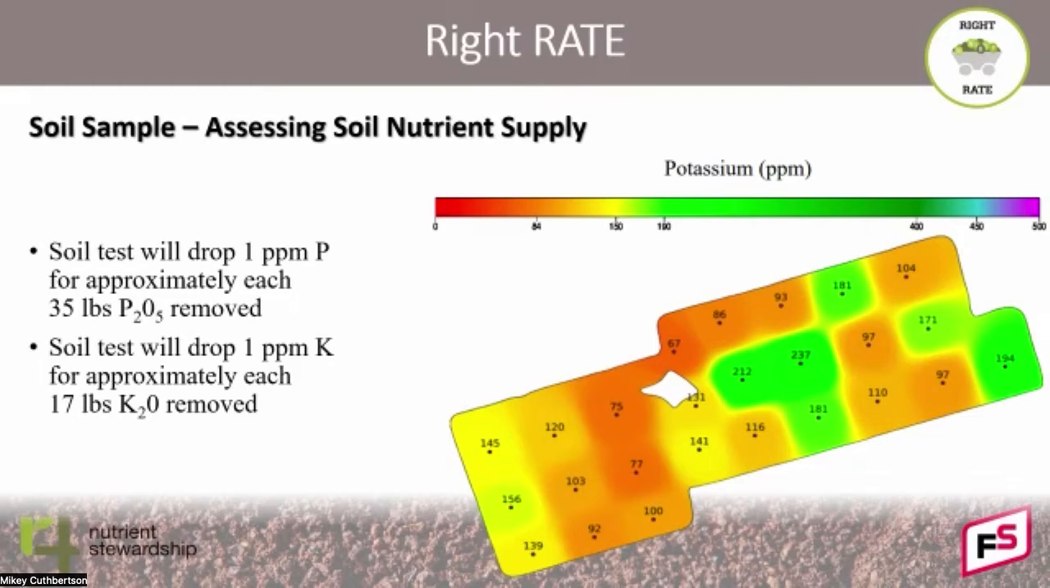Even just looking at our removal rates, these numbers are from OMAFRA. The soil test will drop 1 part per million of your P for every 35 pounds of P2O5, your phos, that's being removed from that field, and the soil test will drop 1 part per million of K, your potassium, for every 17 pounds of potassium removed from the field. So it doesn't take a lot for your soil test to drop when we're growing these big crops.